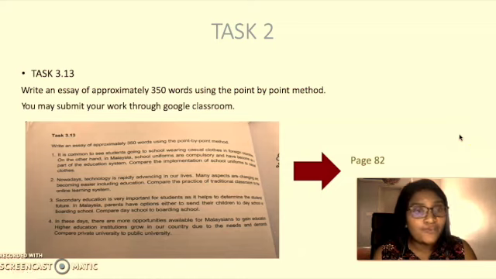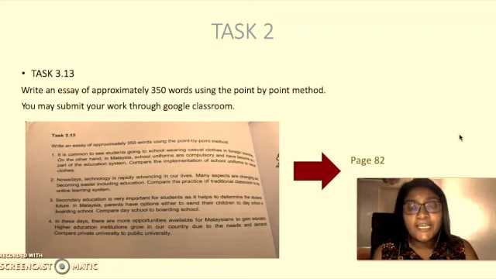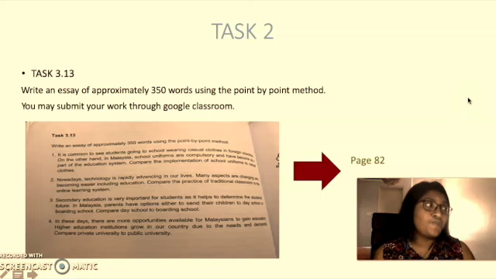You are supposed to write an essay of about 350 words using the point-by-point method, and you will submit this through Google Classroom. I would prefer you to use Google Document because that would be much easier for me to mark. So these are the two tasks that you're supposed to complete for the week. If there are further questions, you can always drop them in the Telegram group.